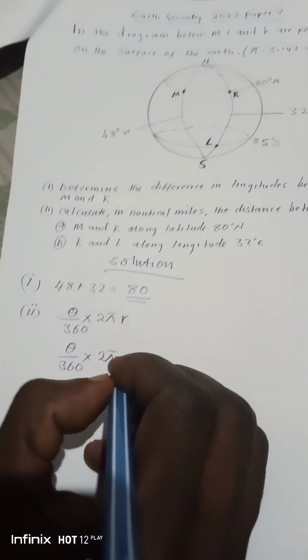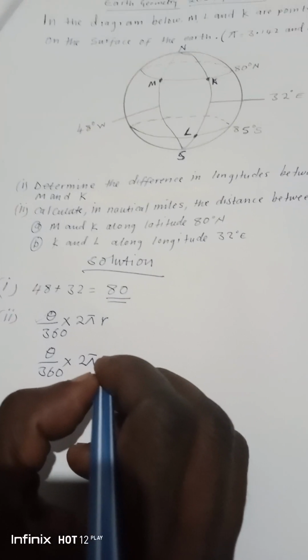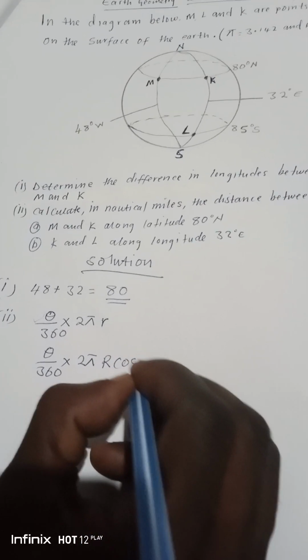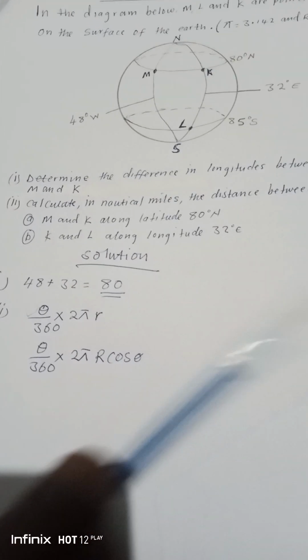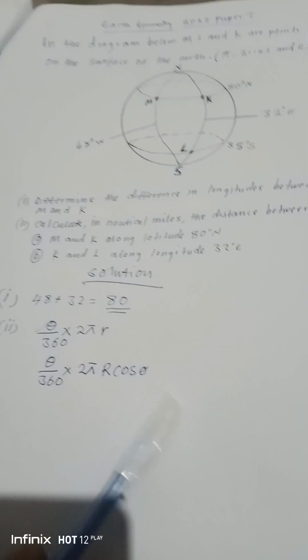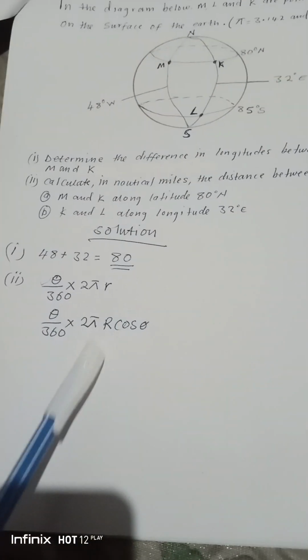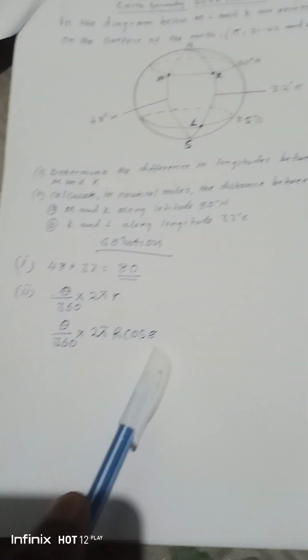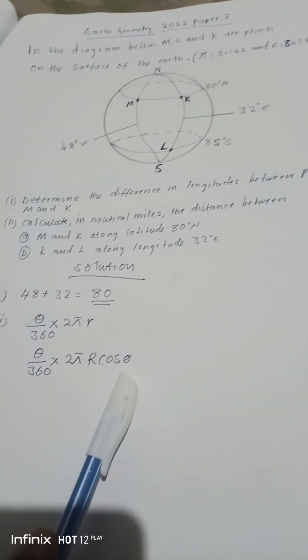So the small r is equal to big R cos theta. That is the small r. So small r is the same as this one. You have to master that. Small r is the same as this one. So now what are we going to do from there?